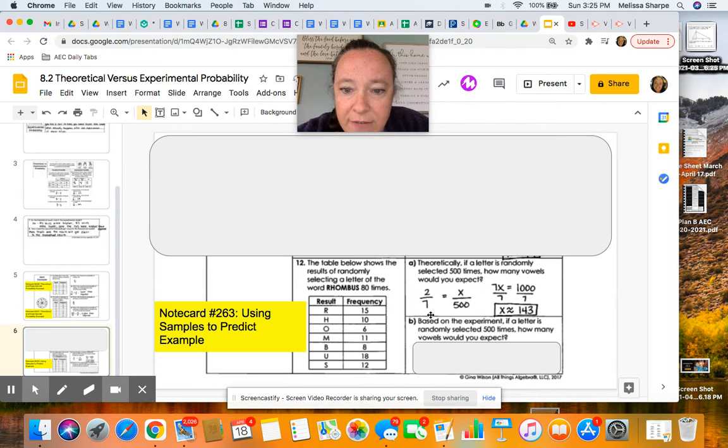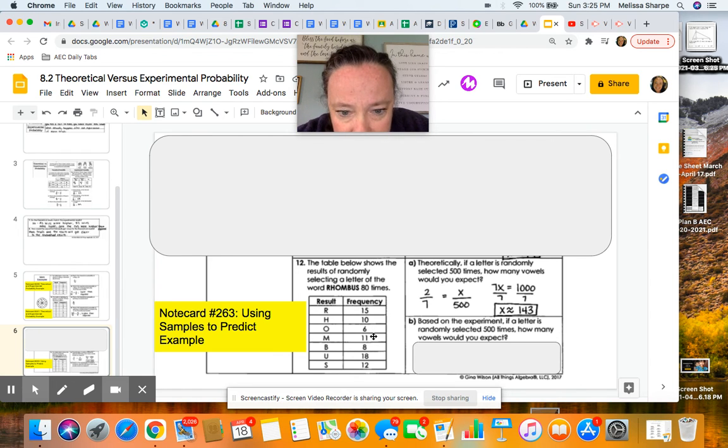So 2 out of 7 vowels equals, you don't know how many out of 500. You cross multiply, 7x equals 1,000. You divide by 7, and that'll be a decimal, but it's approximately 143 times that you could select a vowel. If you're randomly selecting 500 times, about 143 of those times, you would get either an O or a U. Now, based on the experiment, if a letter is randomly selected 500 times, how many vowels would you expect?